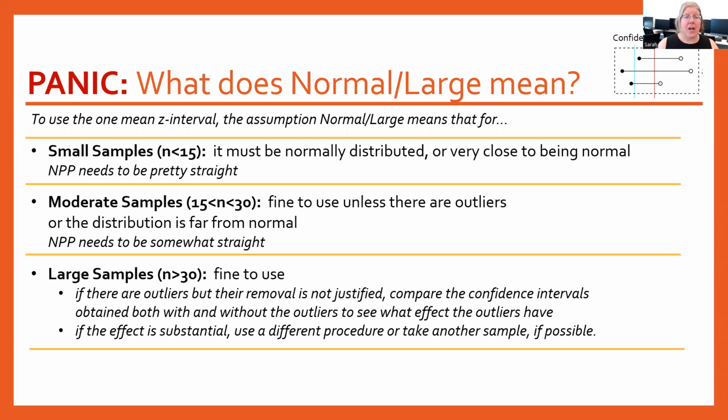And then for a large sample, which we know from the central limit theorem means bigger than 30, it's generally fine to use a one mean z interval without any restrictions.